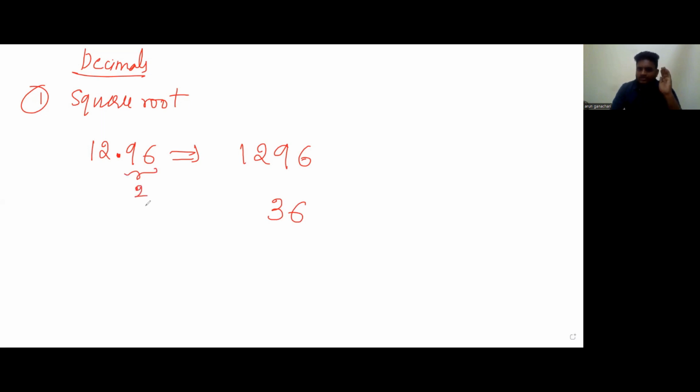Whatever the number of digits is, we have to divide it by 2 because we are finding the square root. Square itself means 2. Getting this? So I will divide it by 2. What will I get if I divide it by 2? I will get 1. So how many digits should be there after the decimal? After the decimal, we should have 1 digit. So I will mark the decimal there. So what is the square root of 12.96? It is 3.6.